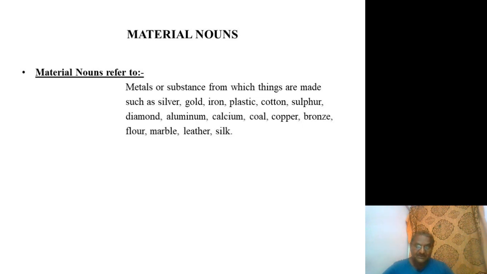So these are the examples of material nouns. It's very simple. Also, you just keep in your mind. So metals and substances are called material nouns, just like proper nouns. All names, specific names, are called proper nouns, just like concrete nouns. So nouns which have got physical form, they are called concrete nouns, just like abstract nouns. Nouns which tell about emotions, feelings, expressions, they are called abstract nouns.